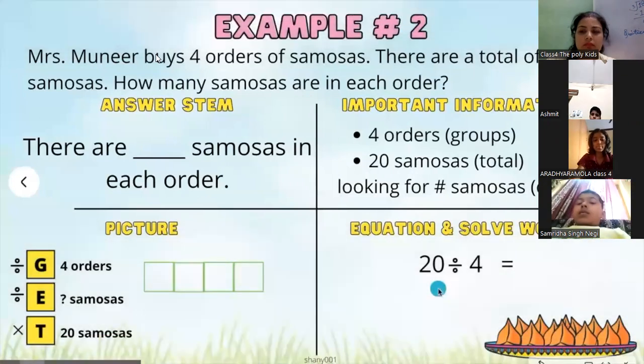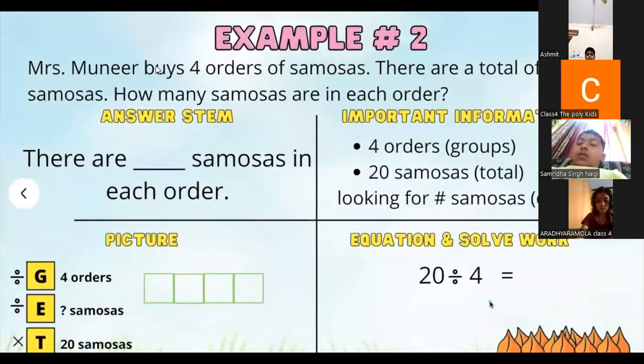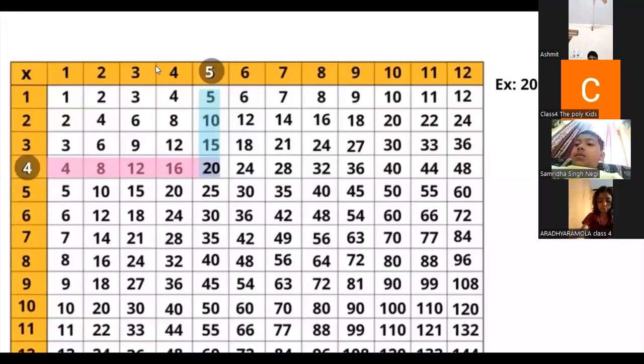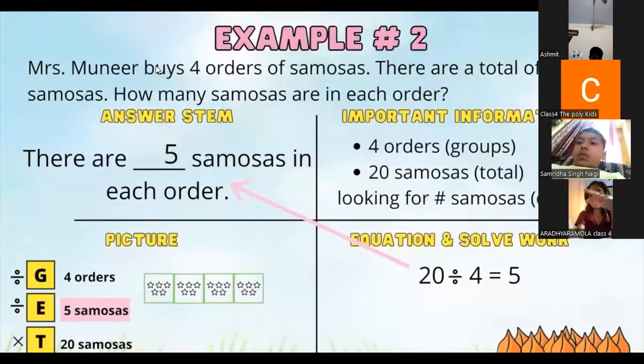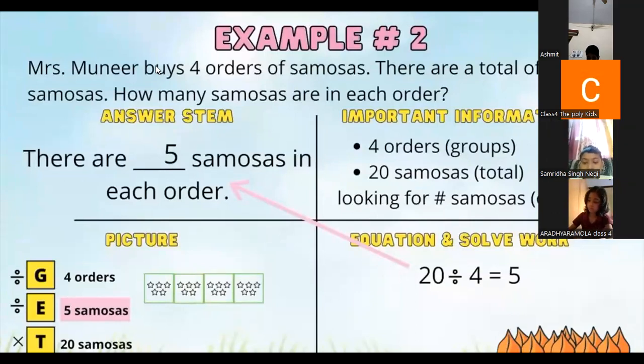Total of 20 samosas divided by the 4 orders. We will go ahead and use a multiplication chart to solve. First, locate the 4. Then you're going to slide over to 20. And then just look at the top and your answer is 5. There are 5 samosas in each order. 20 divided by 4 equals 5. And go ahead and fill in your picture model with 5 objects in each square.